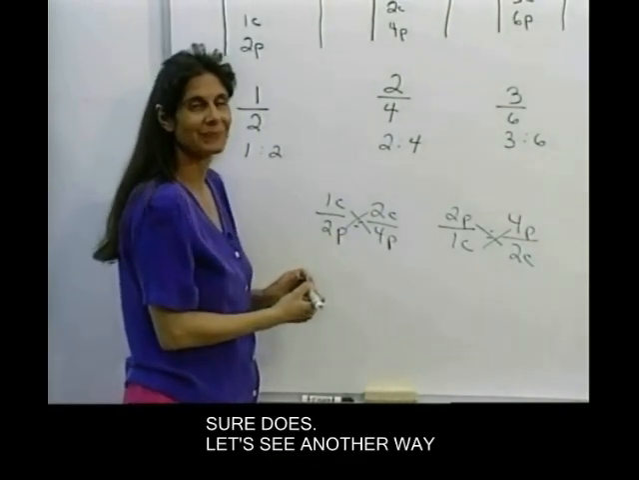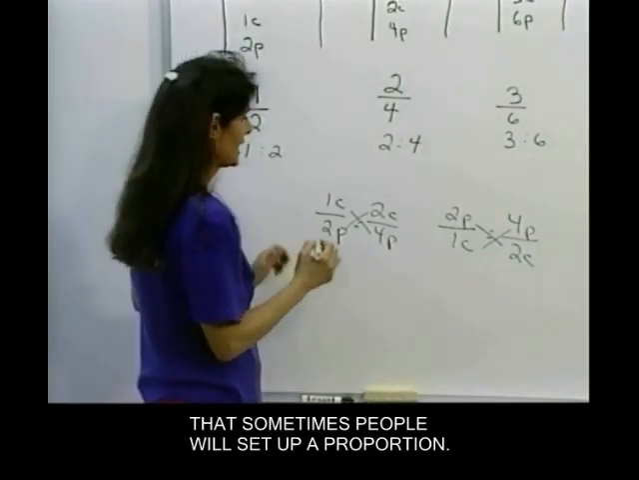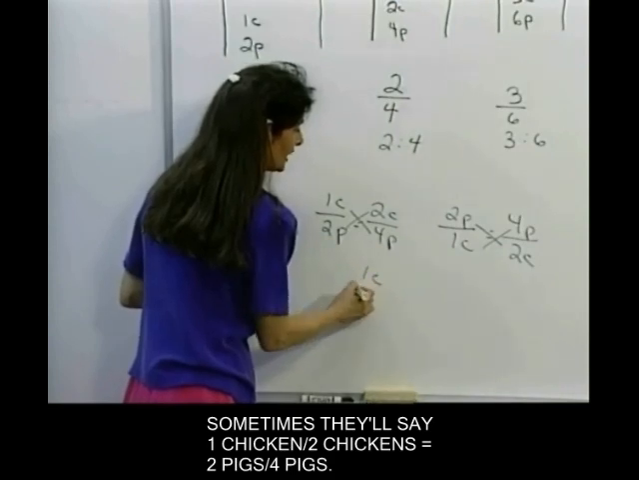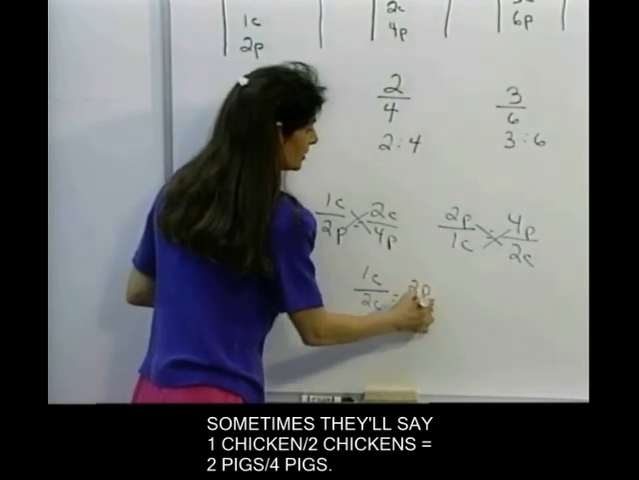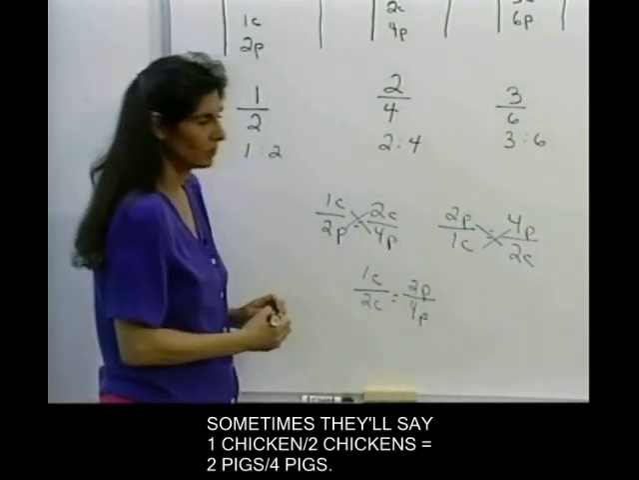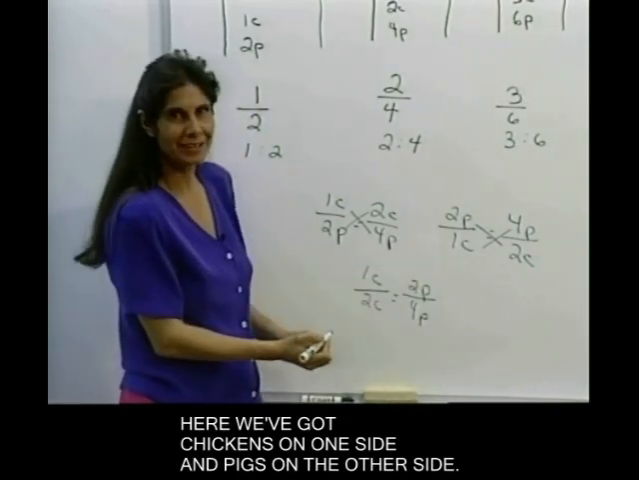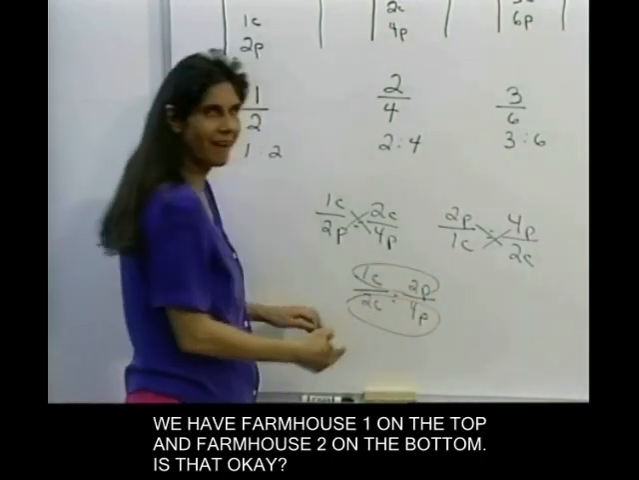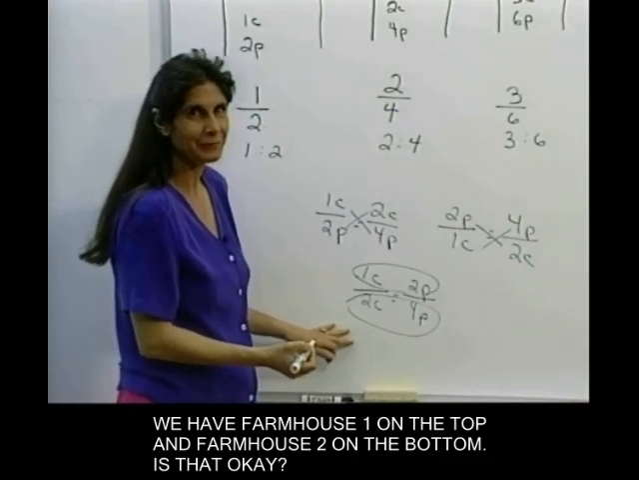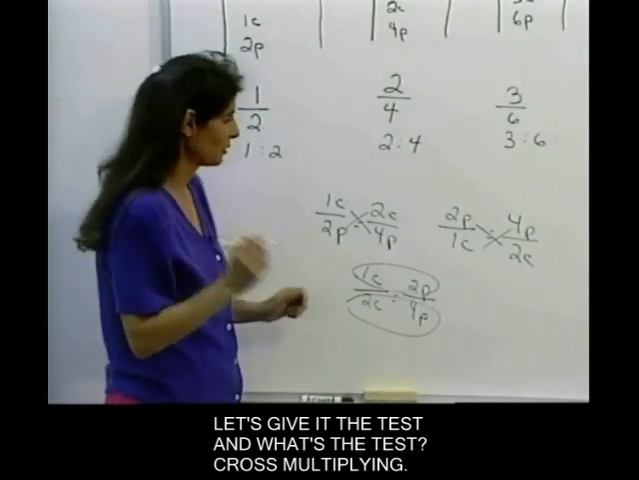Sure does. If I multiply 1 times 4, will it equal 2 times 2? Sure does. Let's see another way that sometimes people will set up a proportion. Sometimes they'll say 1 chicken is to 2 chickens as 2 pigs is to 4 pigs. What do you think about that one? Here we've got chickens on one side and pigs on the other side. We have farmhouse 1 on the top and farmhouse 2 on the bottom. Is that okay? Let's give it the test. And what's the test? Cross multiplying.